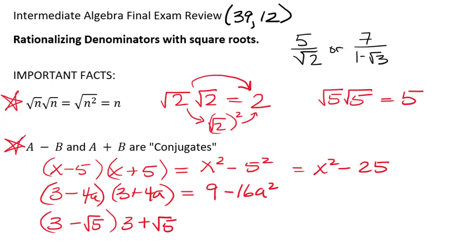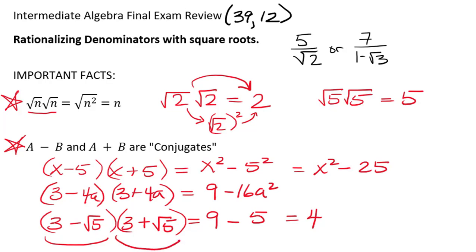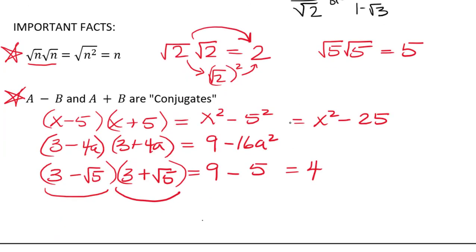But it also works when you have square roots. 3 times 3, 3 squared is 9, minus the square root of 5 squared is just 5. So this turns out to be 4, which doesn't have a square root in it anymore. So there's two situations where the square root cancels out. One when you multiply a square root times itself, and one when you multiply a pair of conjugates together. So let's look at some examples where we can use this idea.